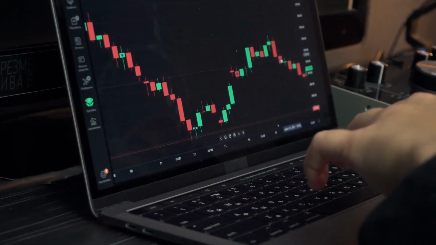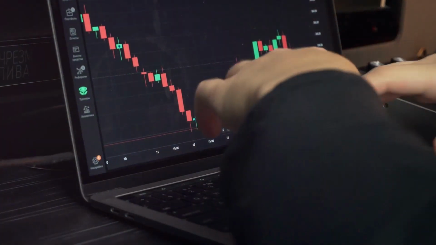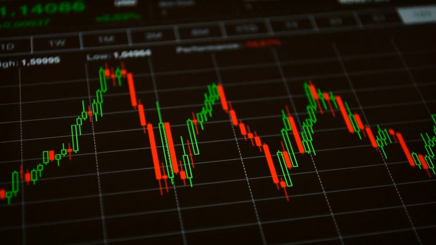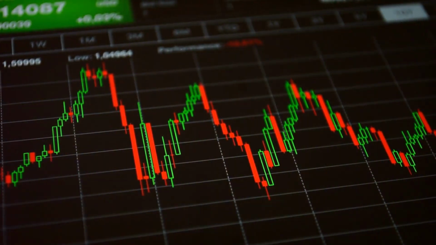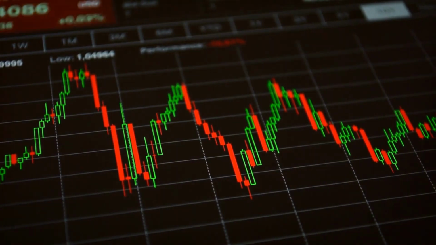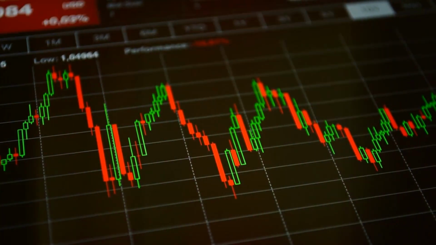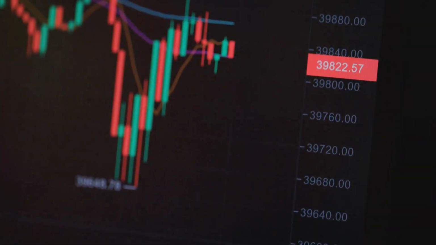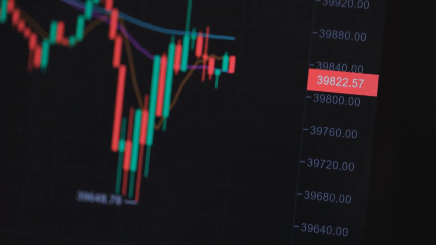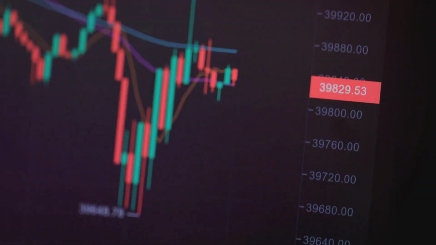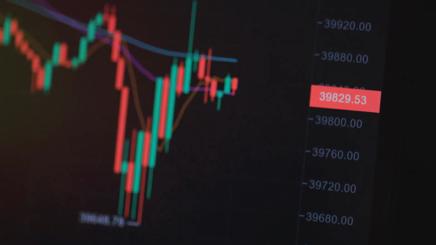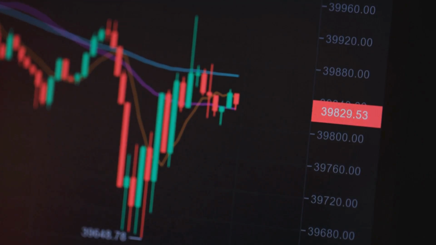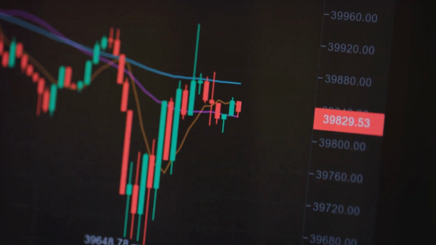Originating from Japanese rice merchants in the 18th century, candlestick charts have stood the test of time and remain one of the most popular methods for analyzing price action. Each candlestick on a chart represents a specific time period, such as a minute, an hour, a day, or even a month. The shape and color of the candlestick provide valuable information about the price movement during that period. For instance, a long green candlestick indicates strong buying pressure, while a long red candlestick signifies strong selling pressure.